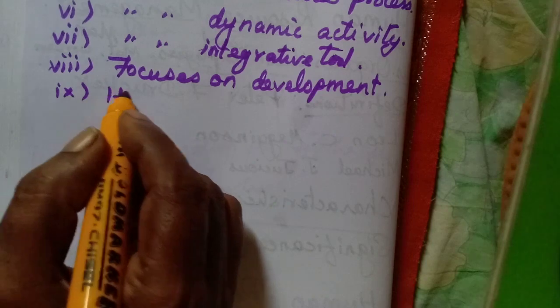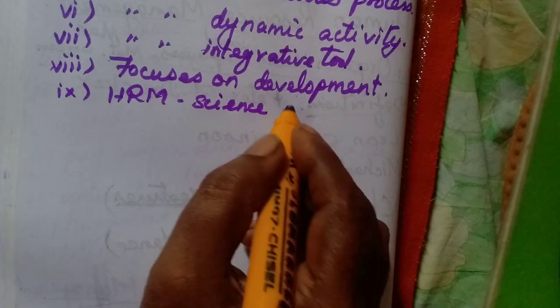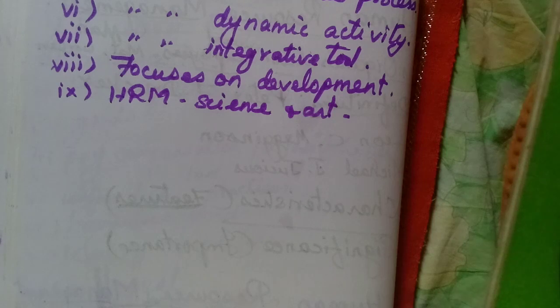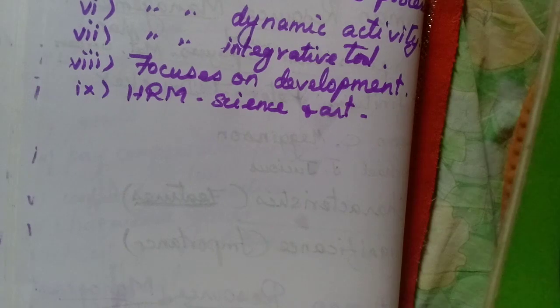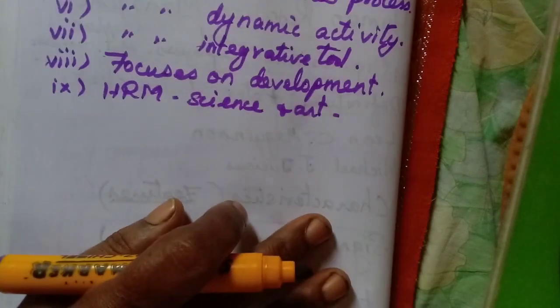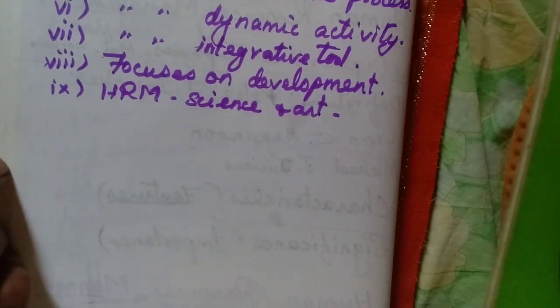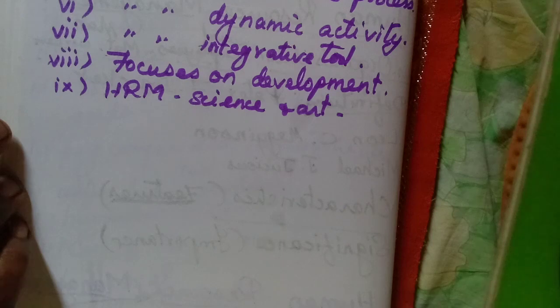And human resource management is both science and art. We have studied in the first lesson itself, management is an art and a science, isn't it? Both. Because we can do some experiments and observations, isn't it? If we motivate them in a proper way, the performance will be efficient. So they can prove some principles.